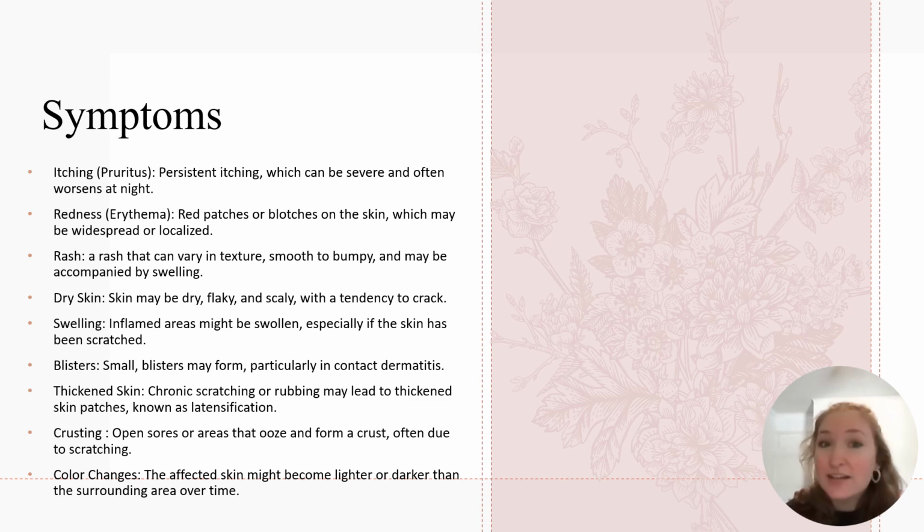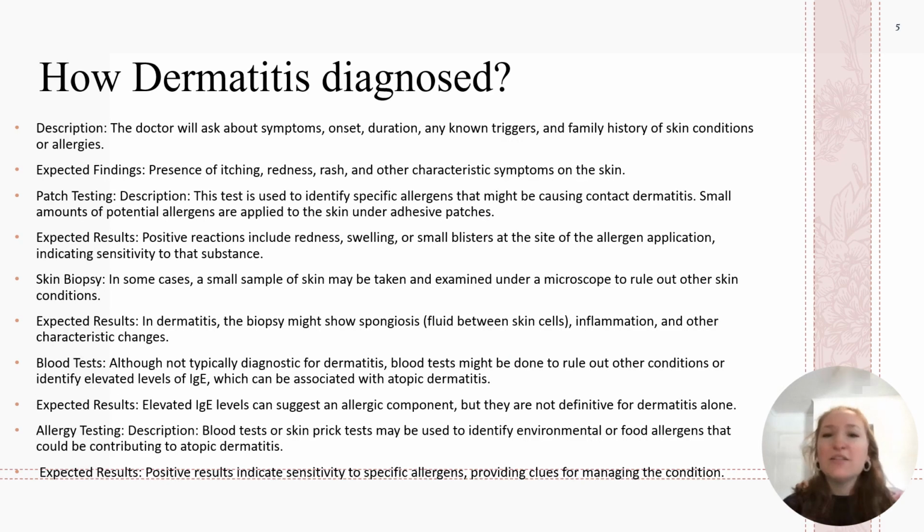Now, there's a good bit of symptoms you could have if you have dermatitis. Not saying you have all of them, but there are a few of them. It could be itchy, or it could be red and have a rash, or your skin could become really, really dry. It could swell and cause blisters and cause your skin to thicken, and a crust may form around it. And the color of your skin around the dermatitis, not the affected area, but around it, could become lighter or darker.